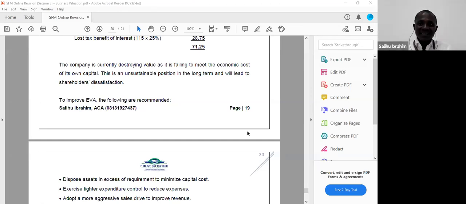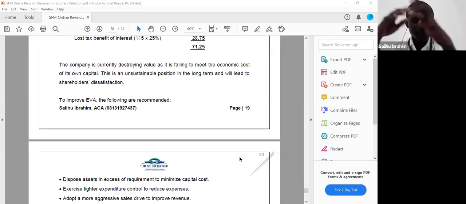Now, I said number 2 is tighten up your expenditure control procedure. Make sure that you limit the amount of your expenditure. If you are going to spend on an item, it should be reasonable. It should be an item that will add value. You don't just spend anyhow on expenses. Exercise tighter expenditure control. Then 3, adopt a more aggressive sales drive to improve revenue. These are the 3 suggestions you are going to give to the examiner.